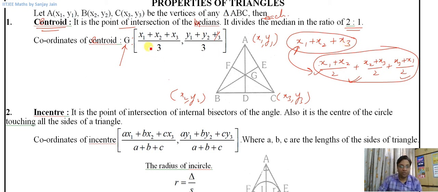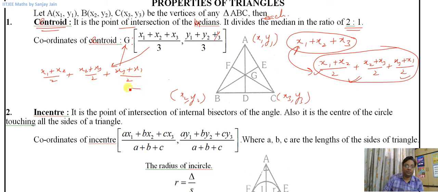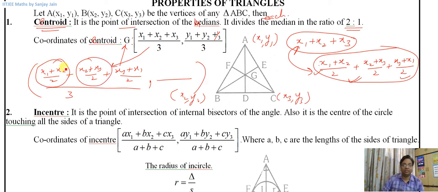So what I can do here is rewrite this formula like this: (x1 plus x2) by 2 plus (x2 plus x3) by 2 plus (x3 plus x1) by 2, whole divided by 3. And similarly for the y coordinate I can do the same. Now what are these? (x1 plus x2) by 2, (x2 plus x3) by 2 and (x3 plus x1) by 2. These are nothing but the x coordinates of the midpoints of the sides of the triangle, right?